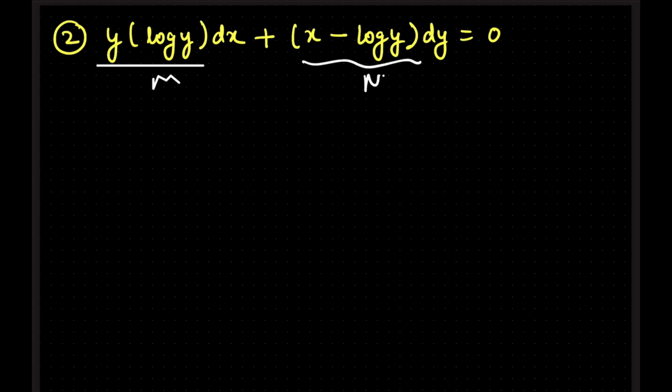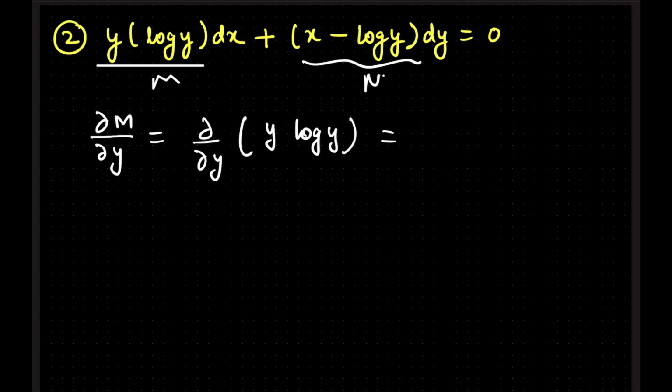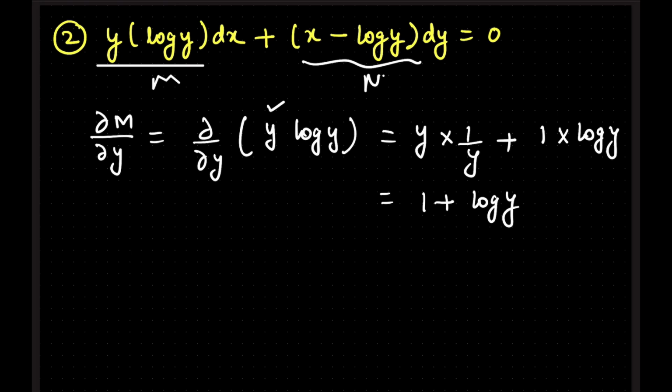Again we will find dou M by dou y as always. So dou M by dou y will be dou by dou y of y into log y. We have to use our chain rule of differentiation. First we will keep y as constant and we will differentiate log y, so you will get 1 by y. Plus, second we will differentiate y and keep log y as constant, so you will get 1 plus log y.